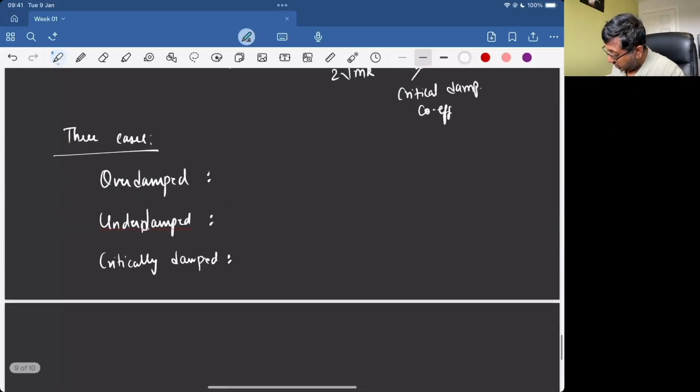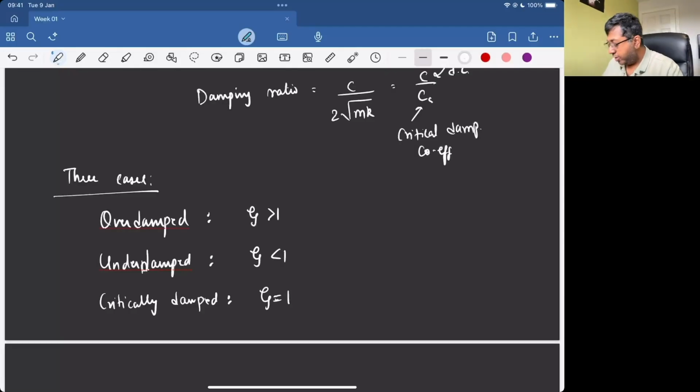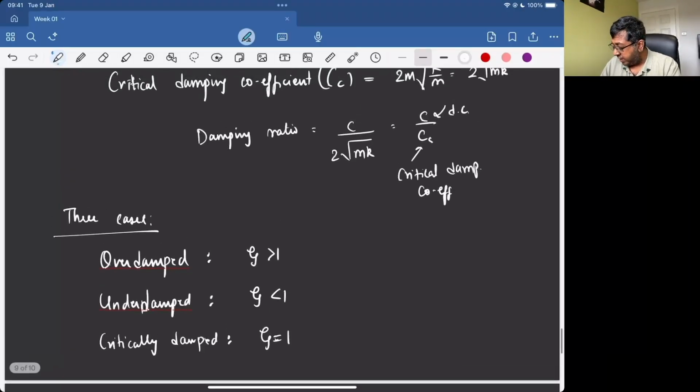Okay. So here we are saying zeta equal to 1, underdamped it is less than 1, overdamped it is greater than 1. So if you go back and look at it, that is nothing but says that our damping coefficient is equal to the critical damping coefficient required for the system. That means it's critically damped. That means critically damped is just once the system starts oscillating, it comes to a rest and prevents any further oscillations.